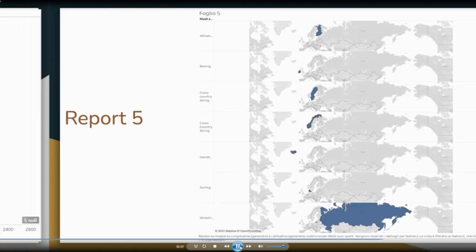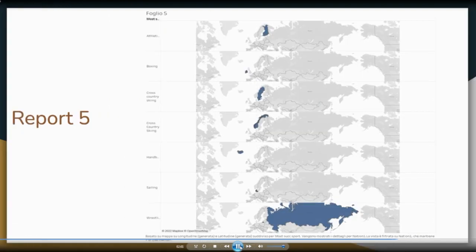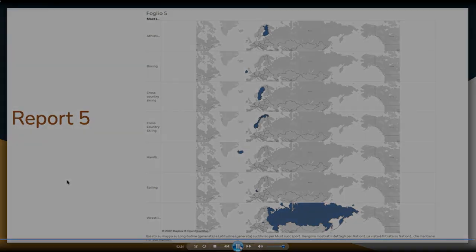The last report shows us instead the most successful sport for the Nordic countries, and contrary to what we expected, there are only 2 countries that are winning in winter sports, and this is something strange.